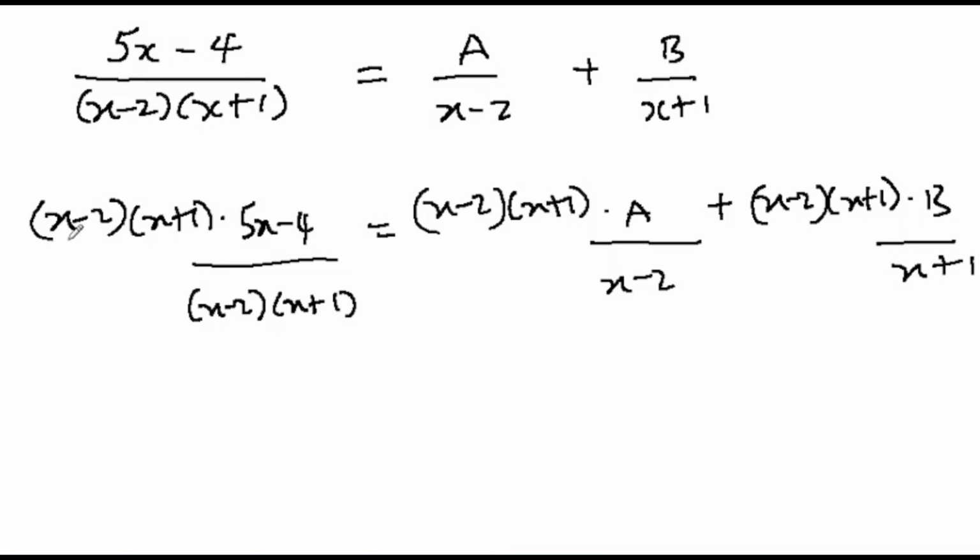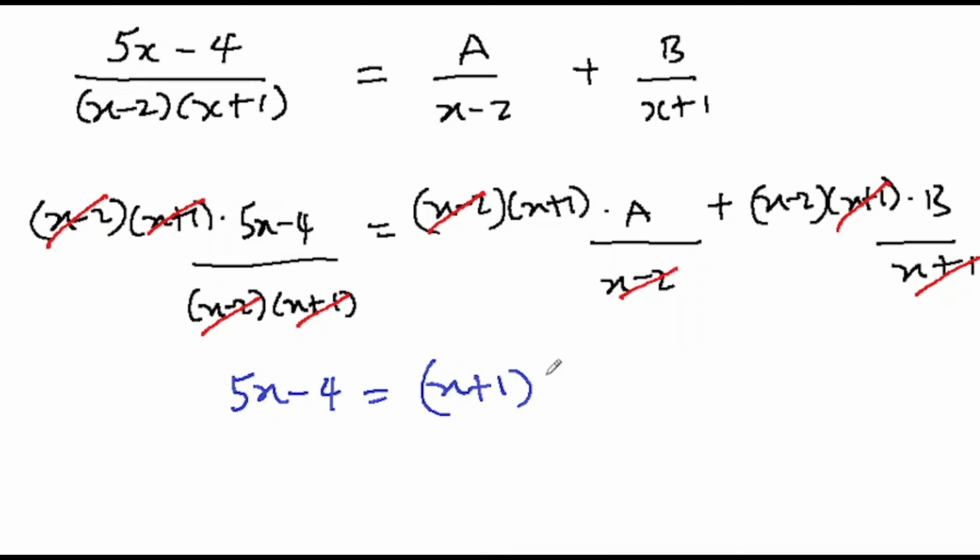So these two will cancel out, this goes out, this goes out. x minus 2 cancels x minus 2, x plus 1 cancels x plus 1. And what do we have at the end of the day? We are now going to have 5x minus 4 is equal to x plus 1 A plus x minus 2 B.